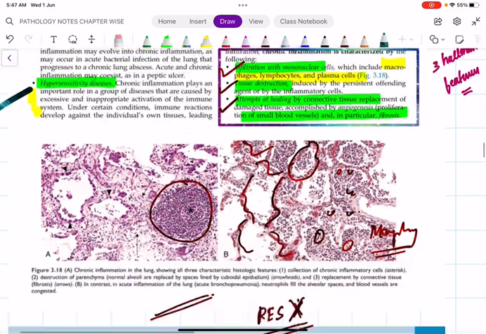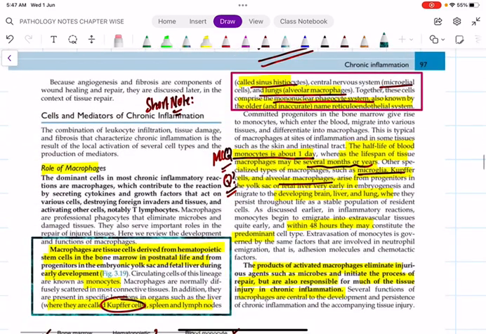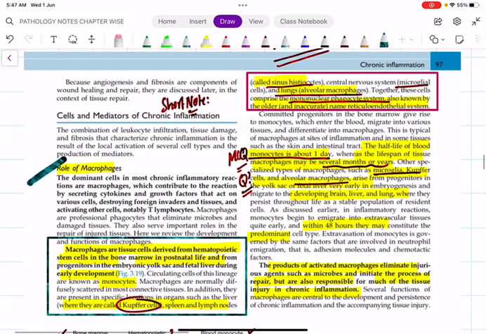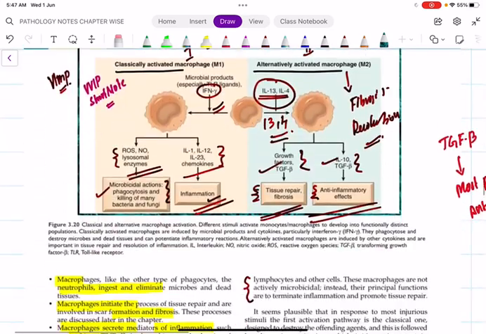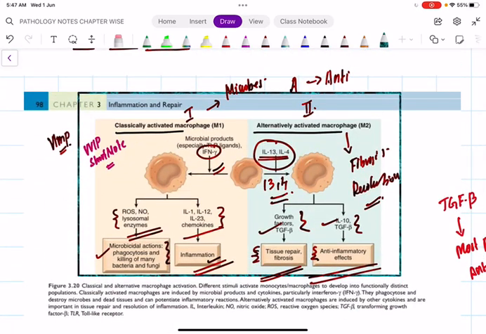Causes, morphological features, then what are the mediators. In the role of macrophages, definitely when macrophages come, you have to write the 2 classical pathways: classical activation and alternate activation. Please follow this flowchart. Robbins is very beautiful, because even if you just mention the headings, not even the content, and if you go through these flowcharts and reproduce them, a good examiner will definitely give you excellently good marks.